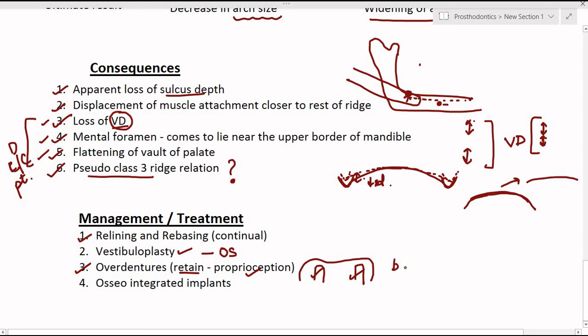We know that bone resorption is related to the tooth in the socket. If there is a tooth in the socket, there is not going to be bone resorption. So in overdentures, we are maintaining this tooth in the socket, and thus no bone resorption is occurring. Last is, we can give osseointegrated implants.